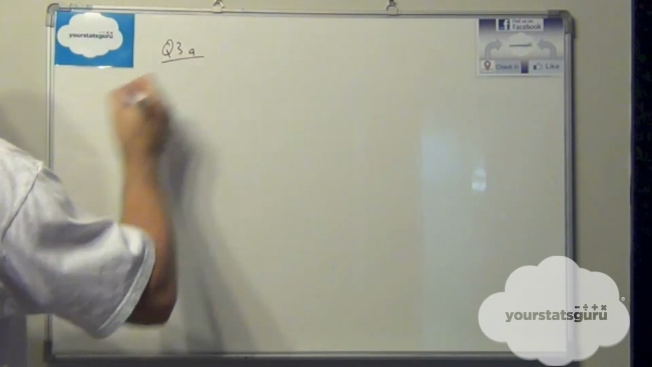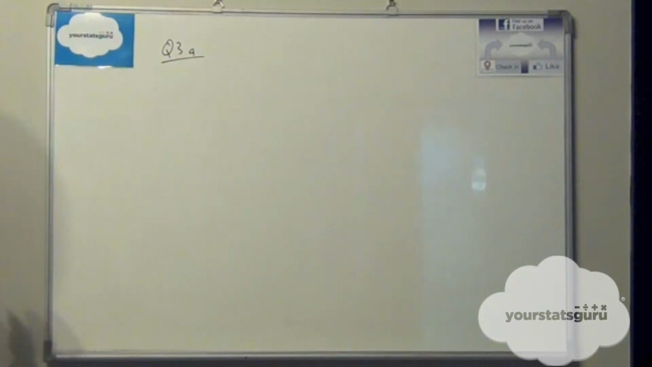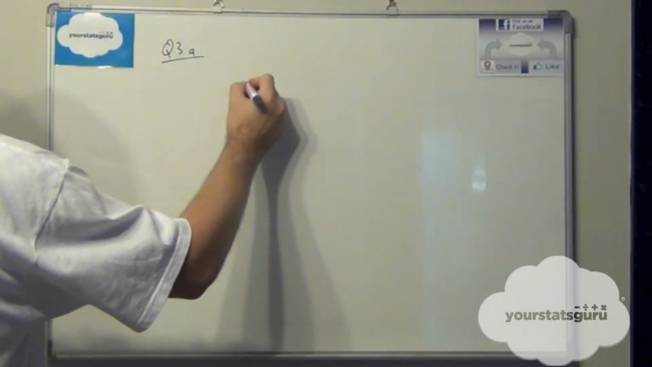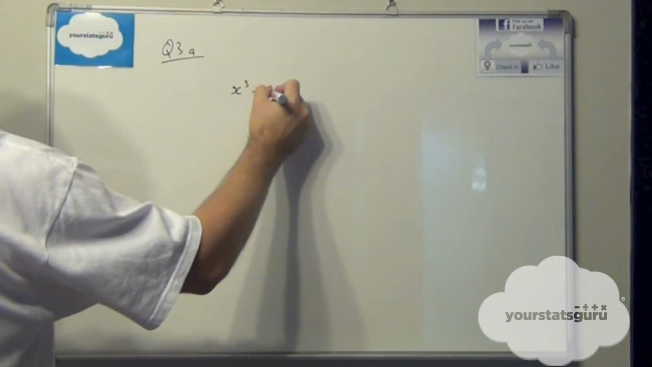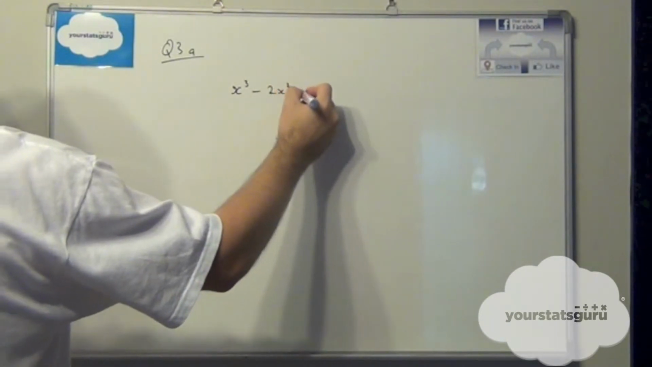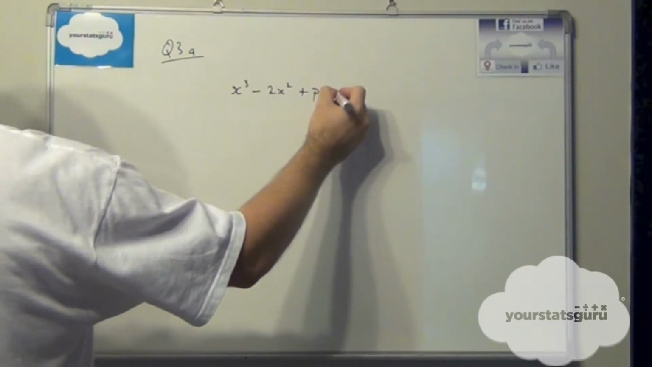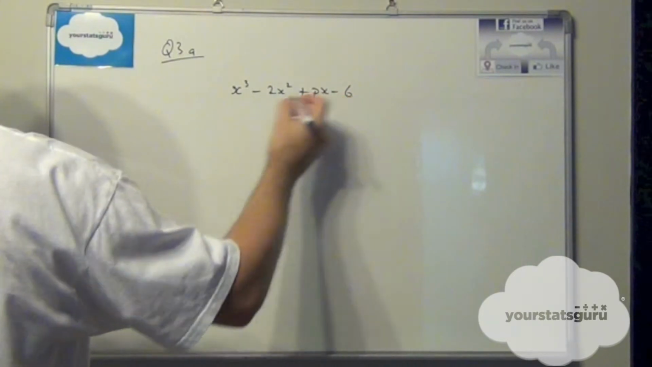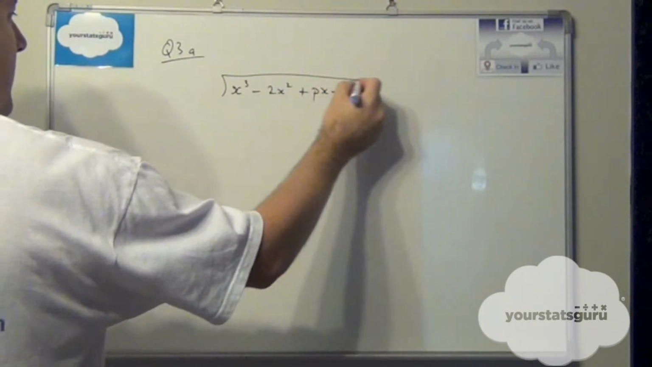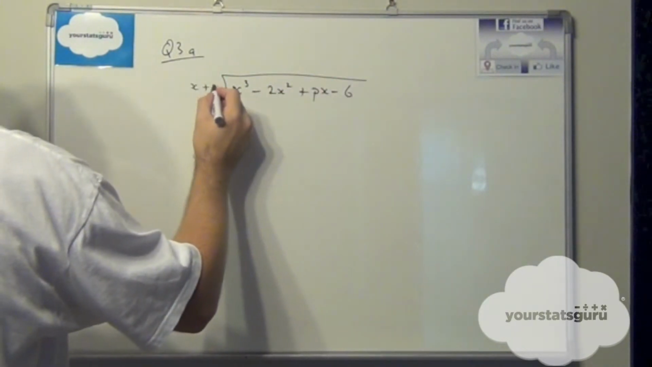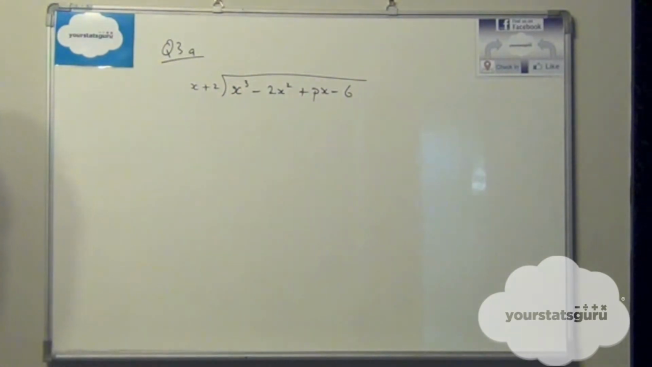Question 3a. We're asked to find, in terms of p, the remainder when x cubed minus 2x squared plus px minus 6 is divided by x plus 2. So clearly we need to do polynomial division.